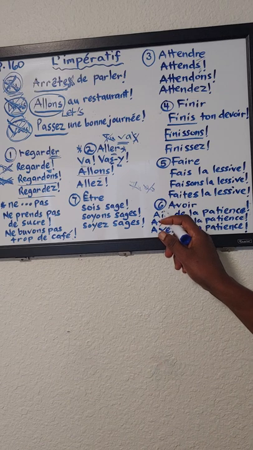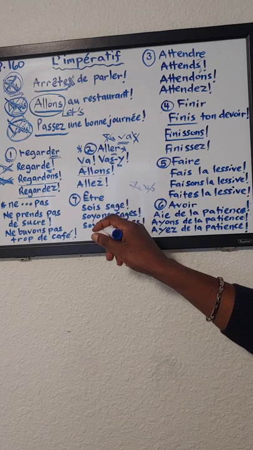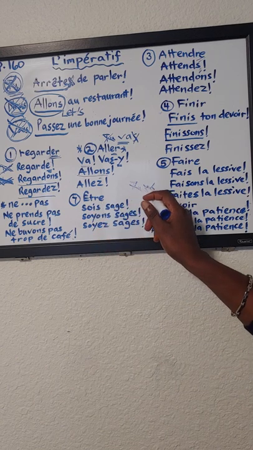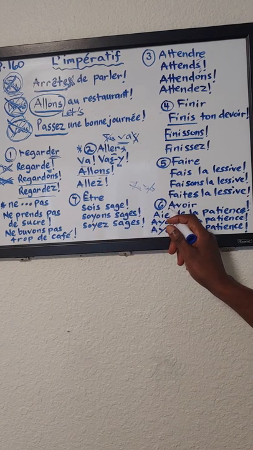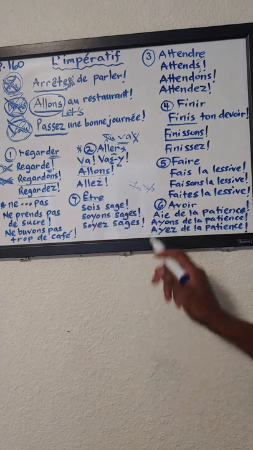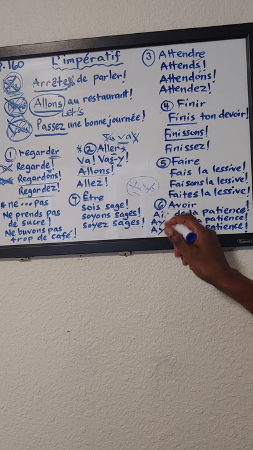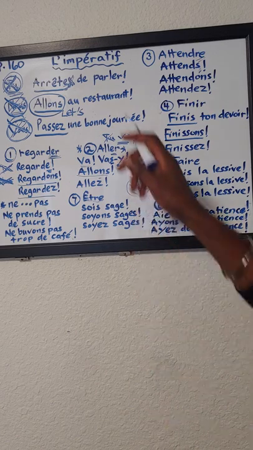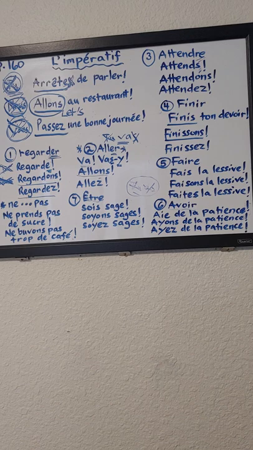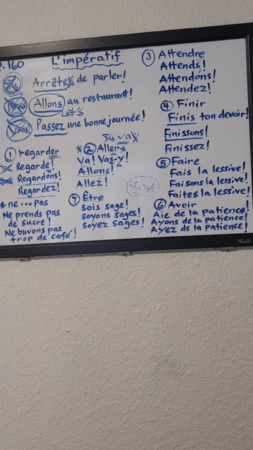Follow these forms to do the imperative. Don't use the regular conjugations of the verbs avoir and être, because these are not the verb forms you'll be using for the imperative forms, right? Use these irregular forms. Et de la patience.